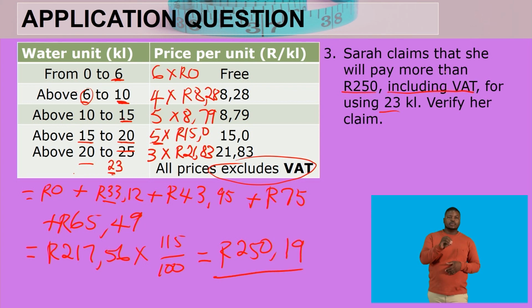So she said that she's going to pay more than 250. It is actually more than 250. Therefore, her claim is valid.